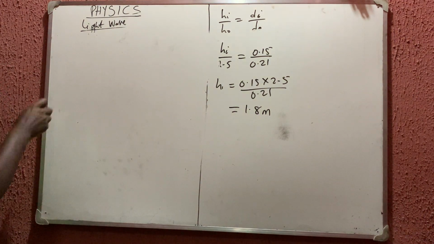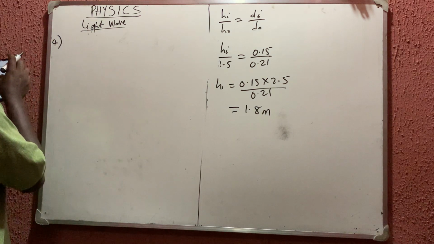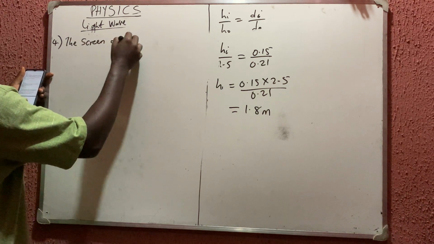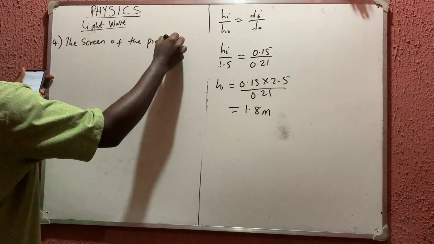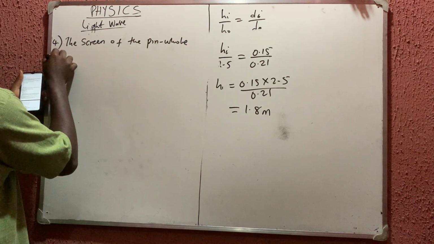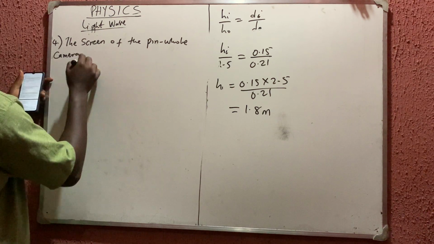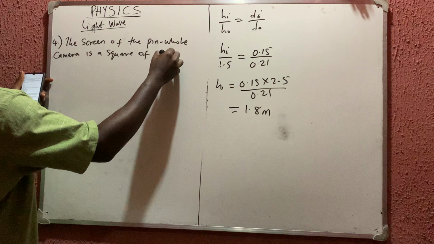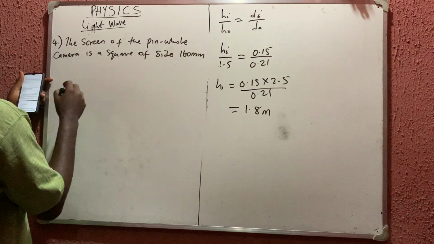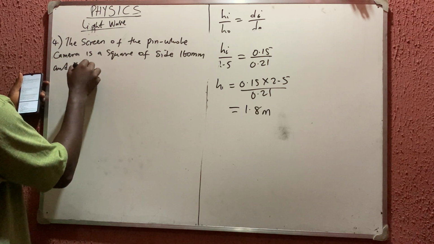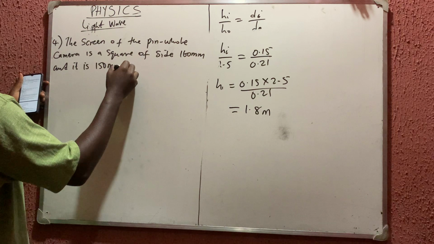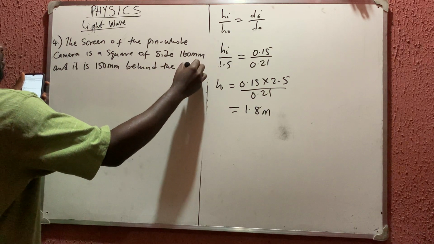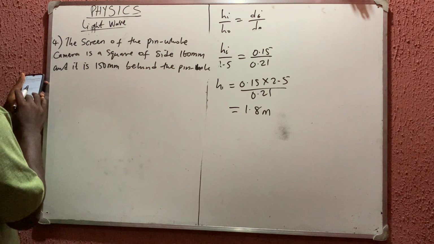So question number 4. Question number 4 said the screen of the pinhole camera is a square of side 160 millimeter, and it is 150 millimeter behind the pinhole.